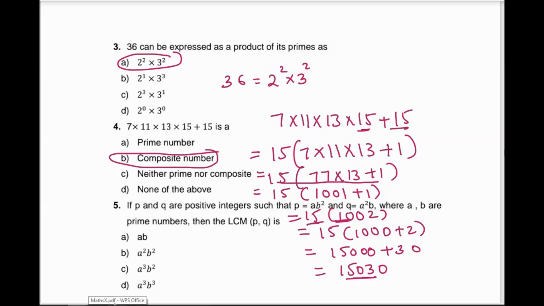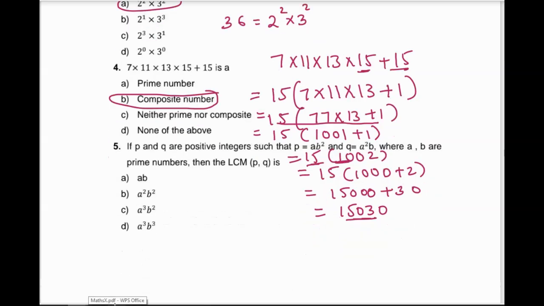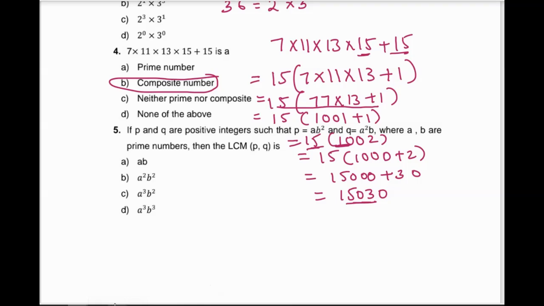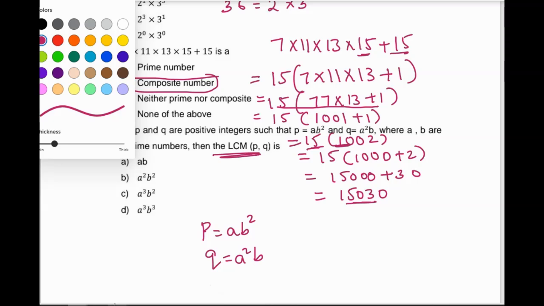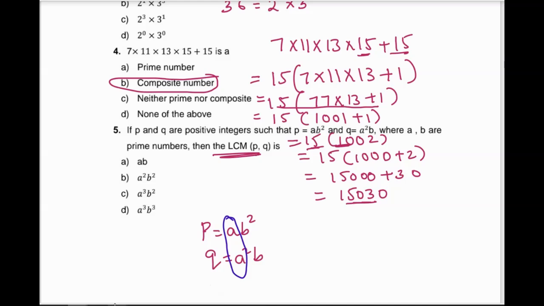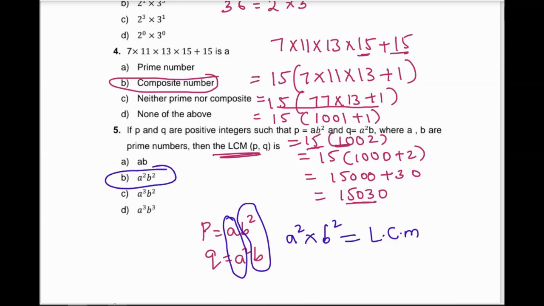So next one, moving with the next question, we have, if P, Q are positive integers such that P is AB square and Q is A square B, then find the LCM of this. LCM is nothing but finding the higher power of the given term. So for A, what is the higher power? Higher power is A square. Then what is the higher power for B? It is B square. So LCM is nothing but finding the highest power for the variables. So it is A square, B square.